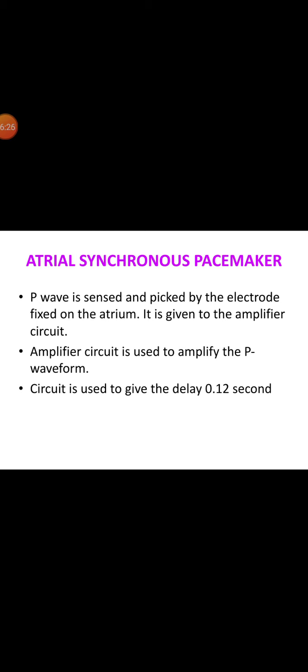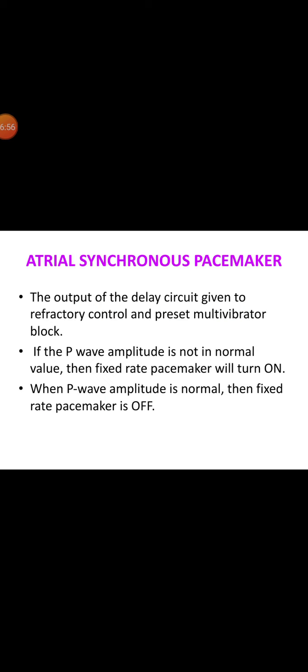And next let us discuss about atrial synchronous pacemaker. The P wave is sensed in this atrial synchronous pacemaker since it is related to the atrial operation, and this P wave is picked up by the electrode fixed on the atrium. It is given to the amplifier circuit. The amplifier circuit is used to amplify the P waveform, and the circuit is used to give a delay of 0.12 seconds. So this diagram shows the block diagram of atrial synchronous pacemaker.